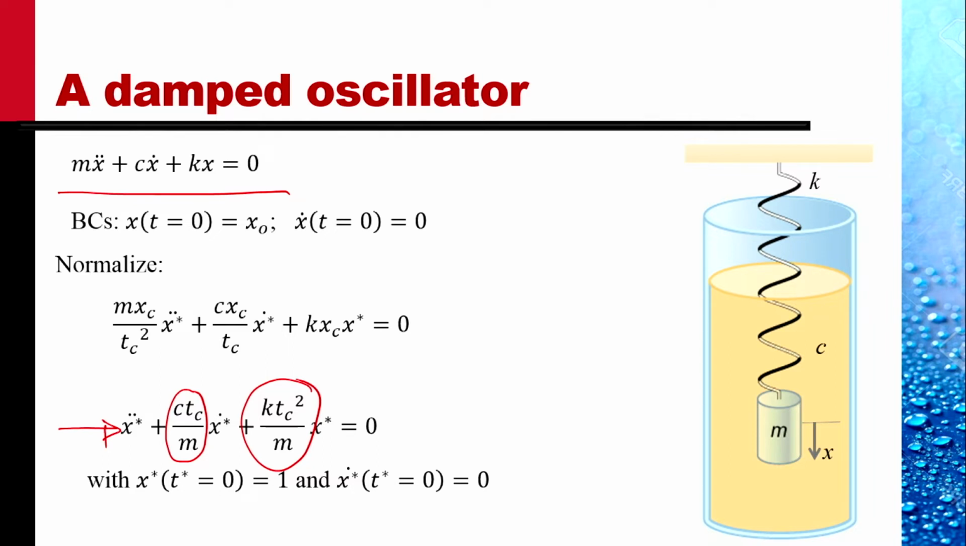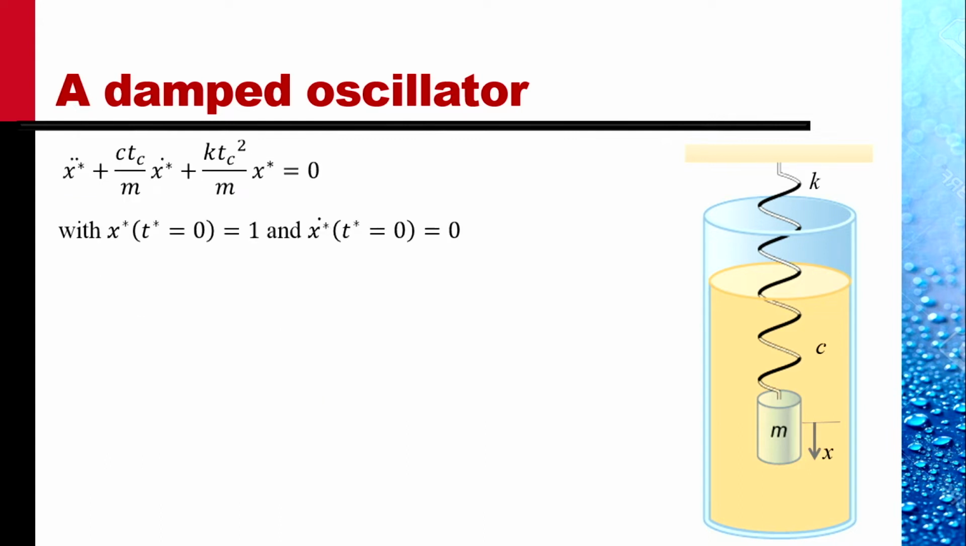The boundary conditions become x star at t star equal to 0 is 1 and x dot star at t star equal to 0 is 0. I have copied those equations here. If we solve this equation, and it is easy to solve, this is the kind of variation that we see of x star with t star.